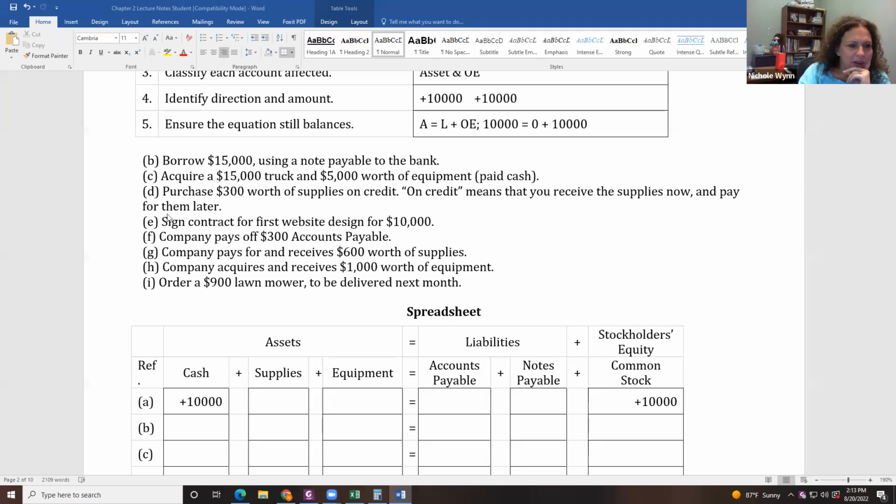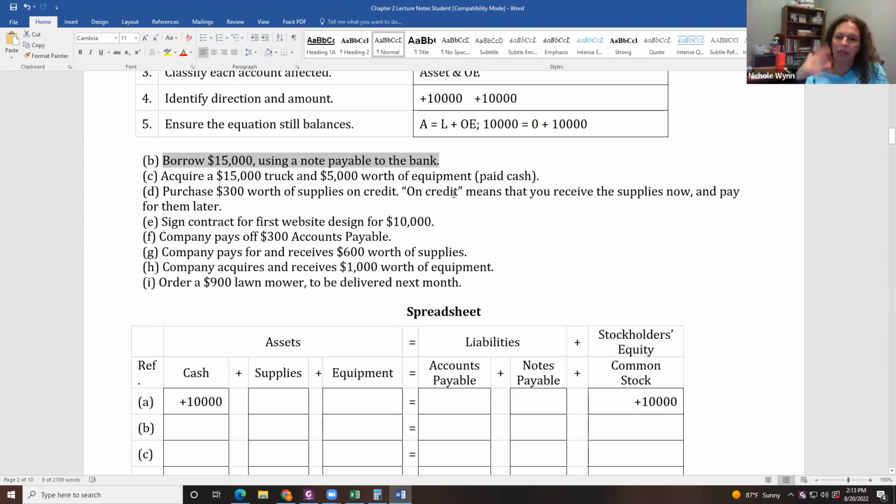The next transaction: borrowed 15,000 using a note payable to the bank. We have 10,000 cash that we got from our owners, but now we're going to walk over to the bank and say, we have 10,000 to work with, but we need some more money to start our business. Can we borrow 15? They're going to ask us a lot of questions, but let's say it happened. So we borrowed $15,000.